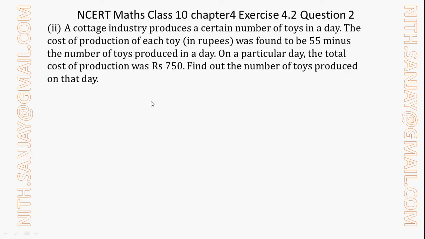Now we will solve part 2 of question number 2, which says: a cottage industry produces a certain number of toys in a day. The cost of production of each toy in rupees was found to be 55 minus the number of toys produced in a day. On a particular day, the total cost of production was 750 rupees. Find the number of toys produced on that day.